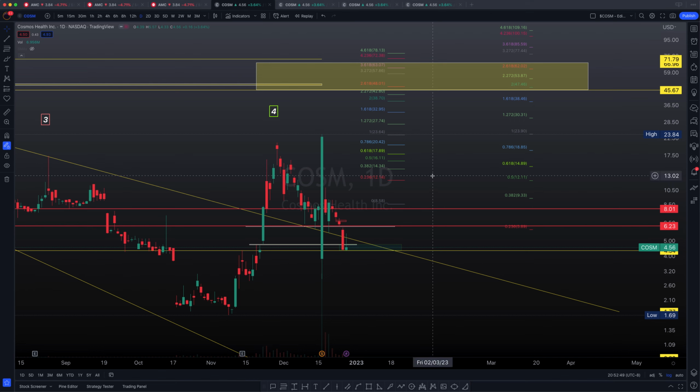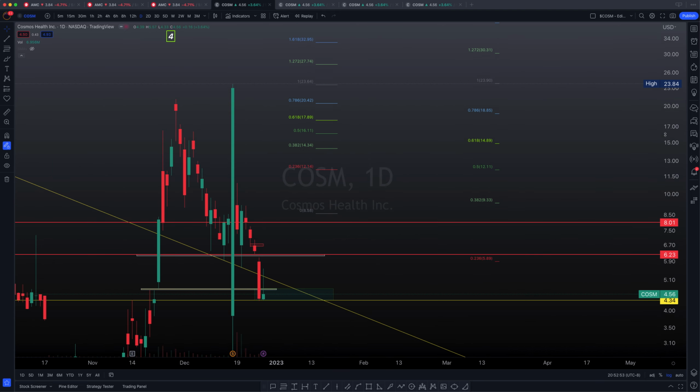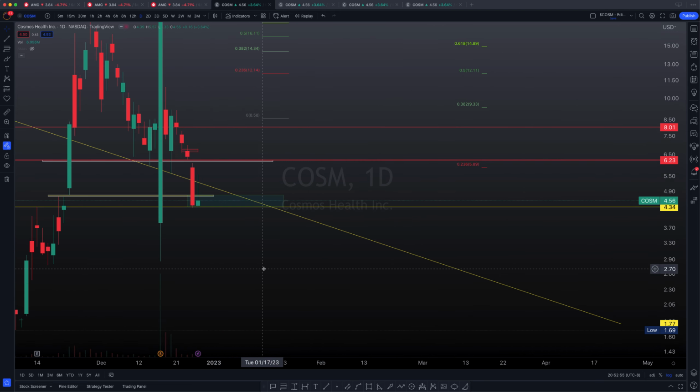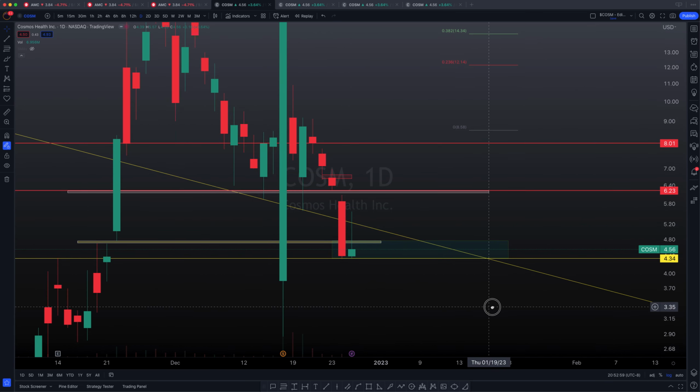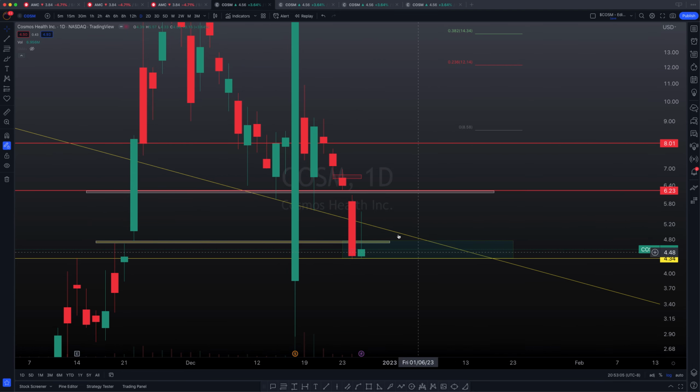Okay, so we're looking at COSM on the daily chart here. The targets that we were looking for finally got met, and I did mention yesterday that it wouldn't be straight to the moon from here. You can see that the rejection we faced today is actually from the descending broadening wedge resistance. So we penetrated a little bit and came right back down to the same place.